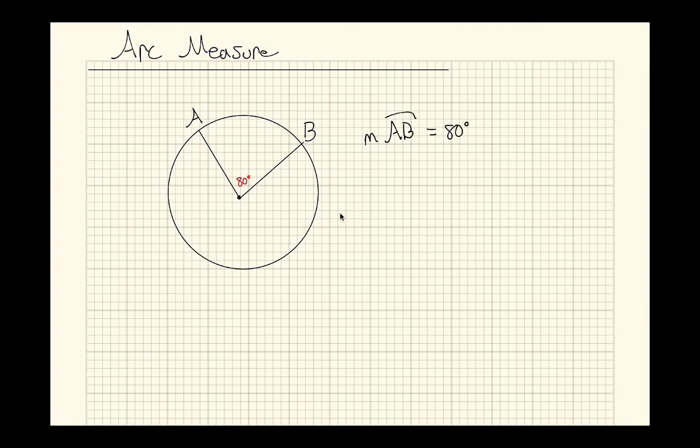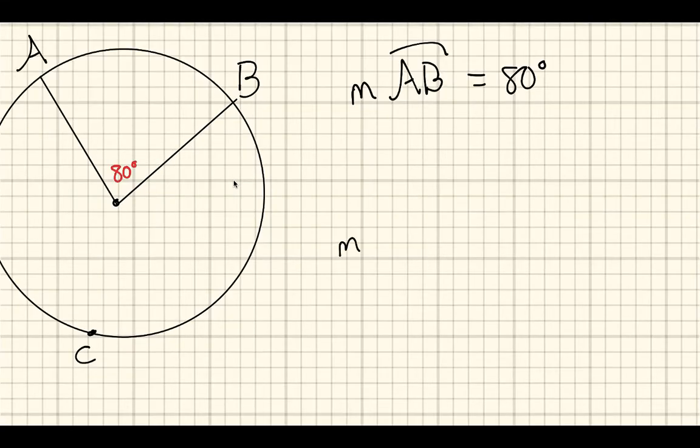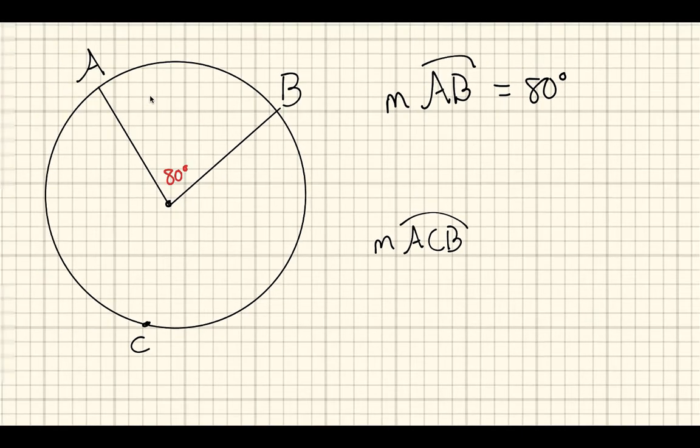That's 80 degrees. So if you see the central angle, this arc measure here is the same as that central angle. So that arc has a measure of 80 degrees. Now if I had another point out here, let's call this C, and I wanted to find the measure of arc ACB, even though it doesn't give me a central angle here, I should still be able to find out what this arc measures.